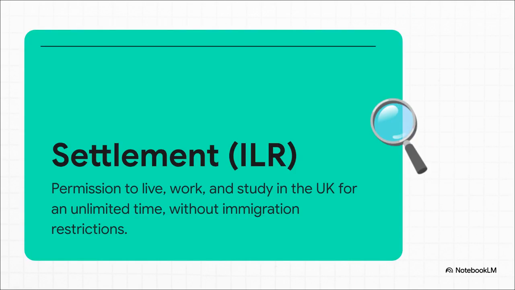And this settlement status, its official name is Indefinite Leave to Remain, or ILR, is the single most important milestone in this whole process. It's that moment when someone is finally free from the ticking clock of immigration control. They can live, work, and study here indefinitely. It's not quite citizenship, but it's the absolutely essential gateway to getting there.